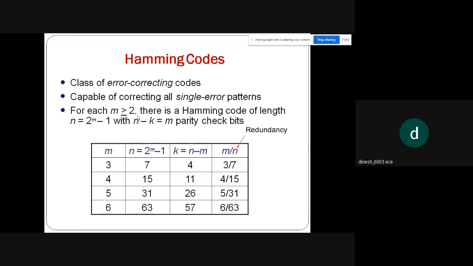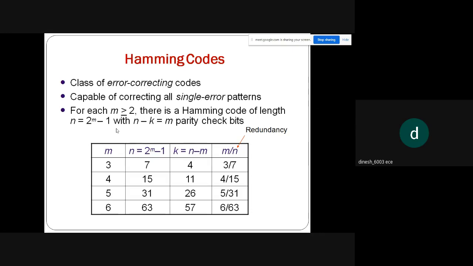This is your Hamming distance. m should always be greater than or equal to 2. The Hamming code word length will always be n equal to 2 power m minus 1, with n minus k as your parity check bits. So that is your parity check bits.